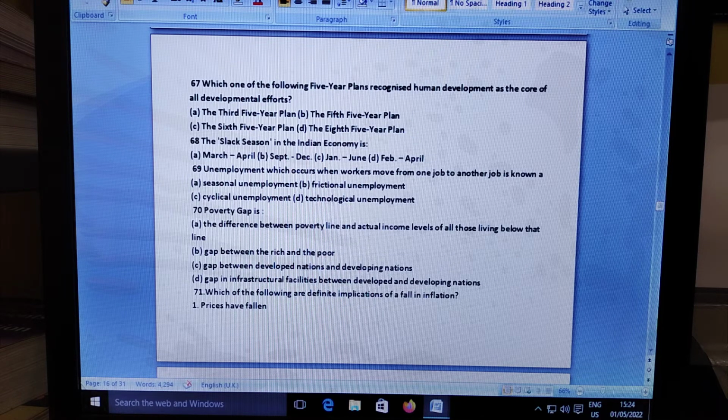Inflation also benefits the borrower. During inflation, the purchasing power of money decreases. Therefore, the borrower is paying a rate of interest which is less than the inflation rate. That's why he gains in the process.